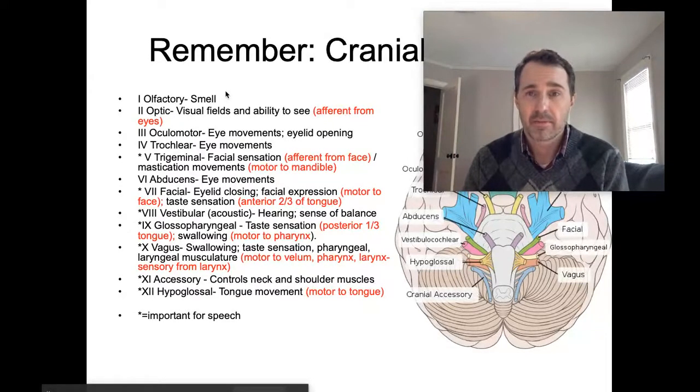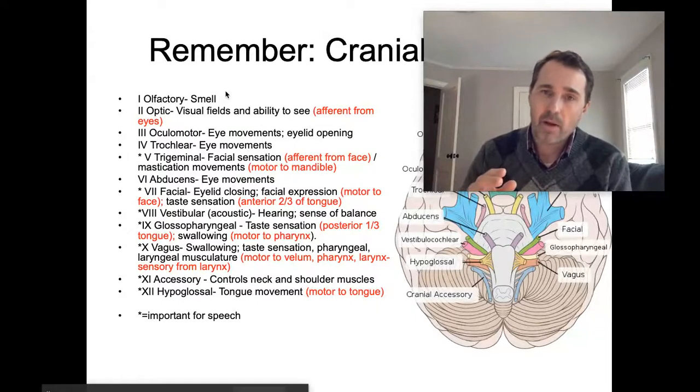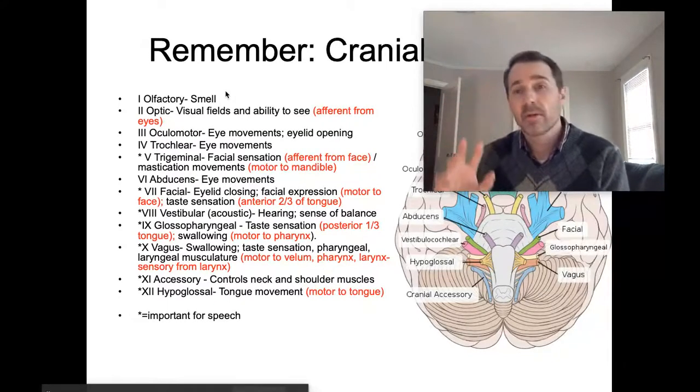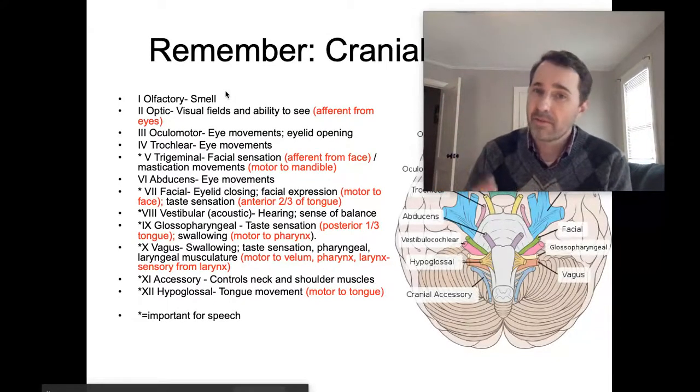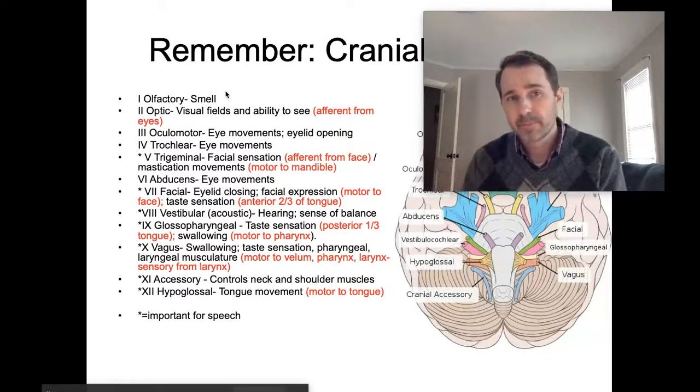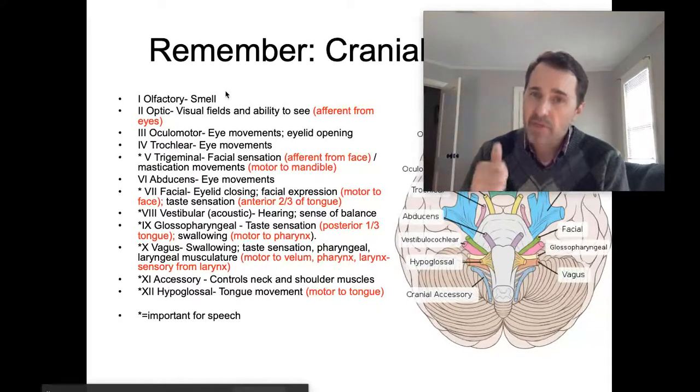The optic nerve is the wire that runs from the back of your eye, the retina, to your thalamus, and then to your occipital lobe to deliver visual sensation to your brain. So optic nerve, vision from the eyes. The optic nerve is only sensory.